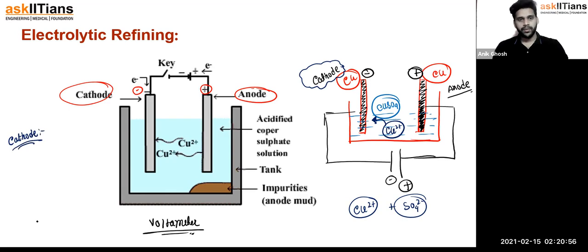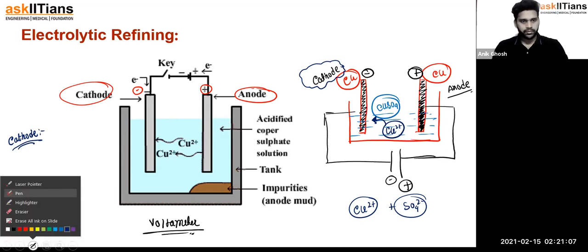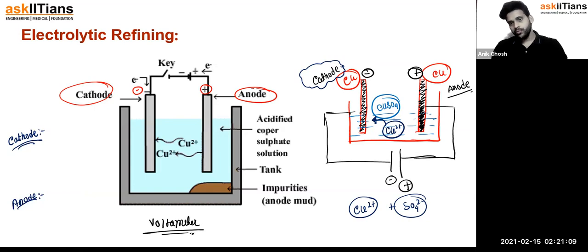In the cathode, what would happen? And in the anode, what would happen? Let's see. So Cu2+ goes to the cathode. The cathode has so many electrons, so Cu2+ takes 2 electrons from the cathode to give you copper. So the cathode would take up the copper.